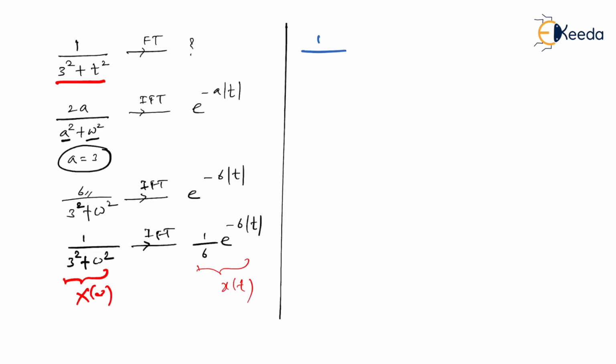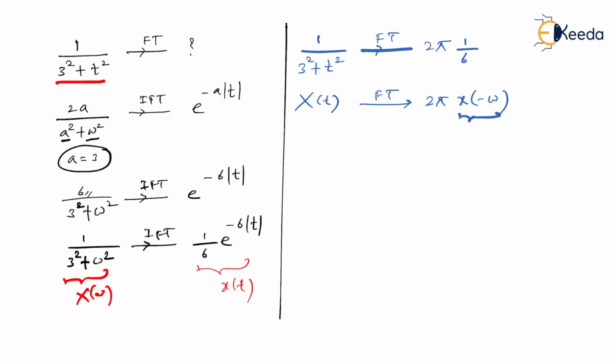Now 1 upon 3 square plus t square has become X of t. It is having Fourier transform as 2 pi x of minus omega. So even this will have a Fourier transform as 2 pi, which by default comes as a part of the formula, and small x of minus omega means replacing t in x of t with minus omega. So we have x of t over here. Let us replace this with 1 upon 6 e to the power minus 6, and t is replaced with minus omega.